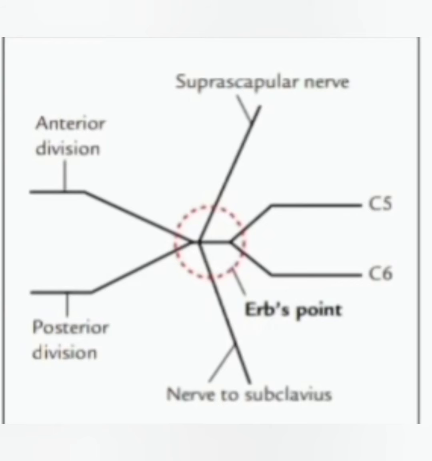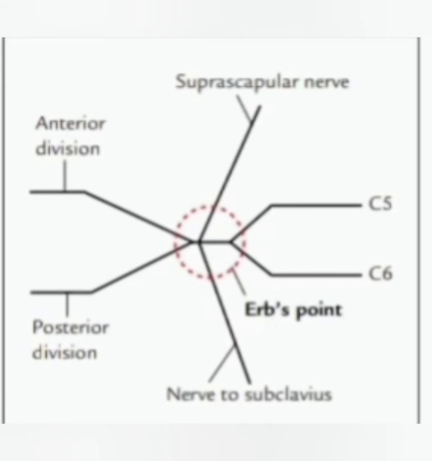So there are 6 nerves involved in the injury and they commonly form a point known as Erb's point. They are anterior division, posterior division, C5 and C6, nerve to subclavius, suprascapular nerve. The diagram is very much important. You should draw it in university exam.